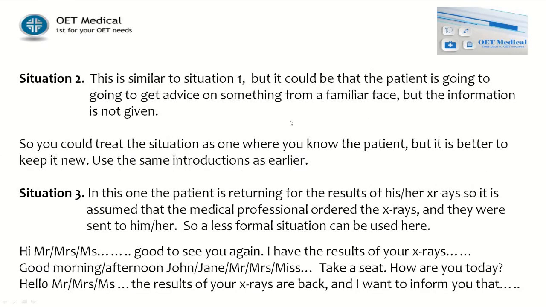Situation 2 is similar to situation 1, but it could be that the patient is going to get advice on something from a familiar face, but the information is not given. It could be the fact that you can go to a professional for advice, which we normally do, but we also go to people we know or we trust. So it could be either, but it's not given, so we will treat it as the same as number 1. It will be they don't know each other.